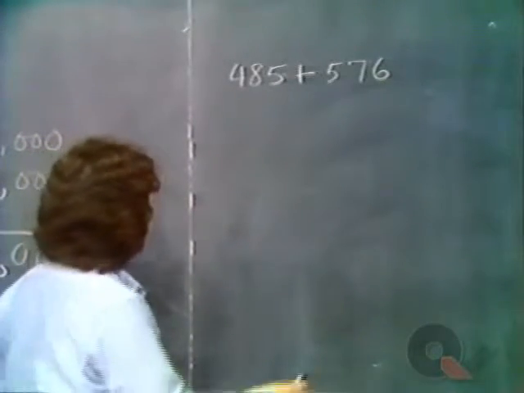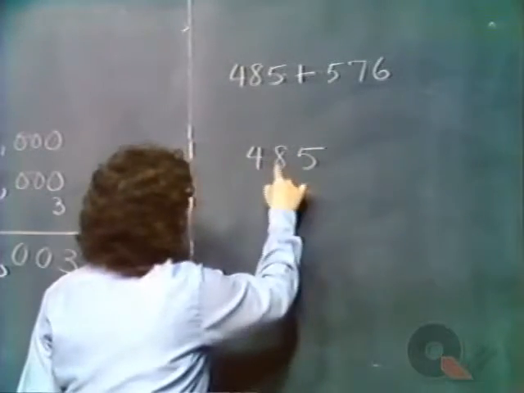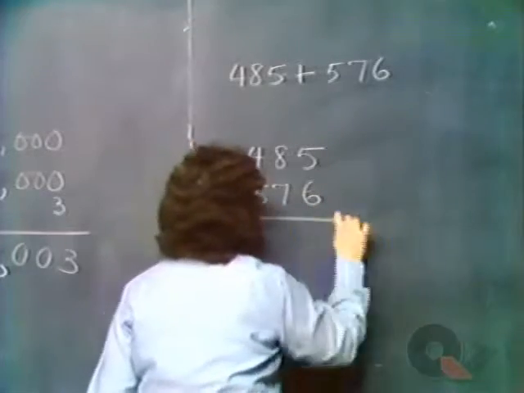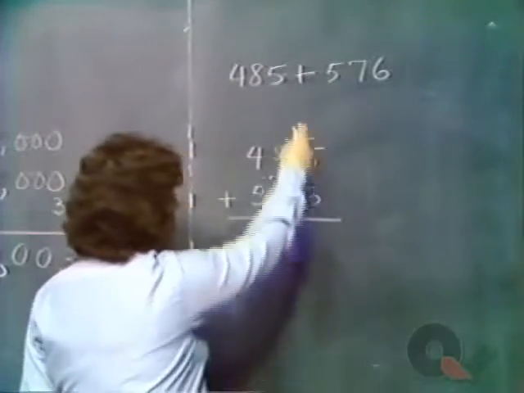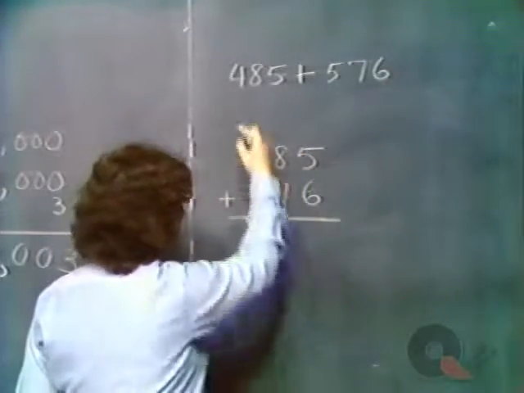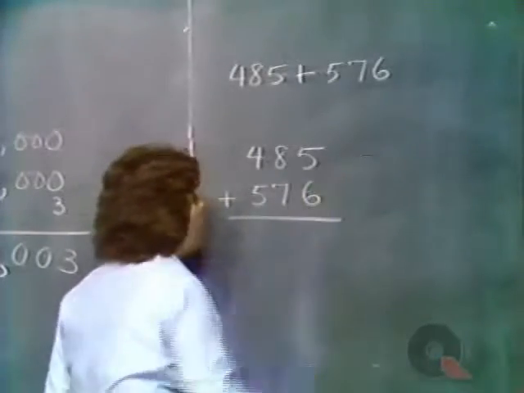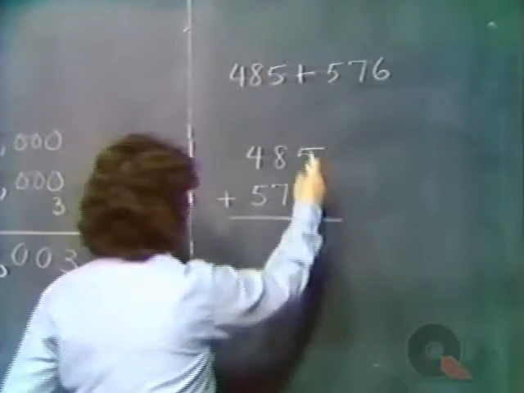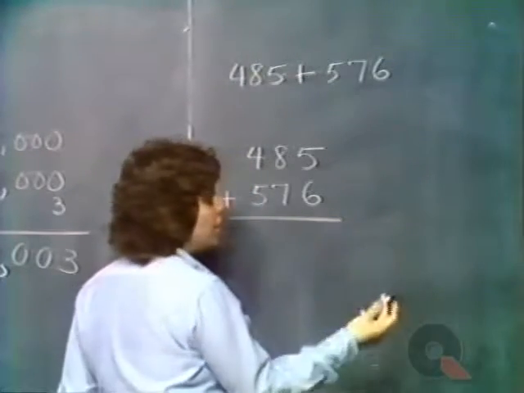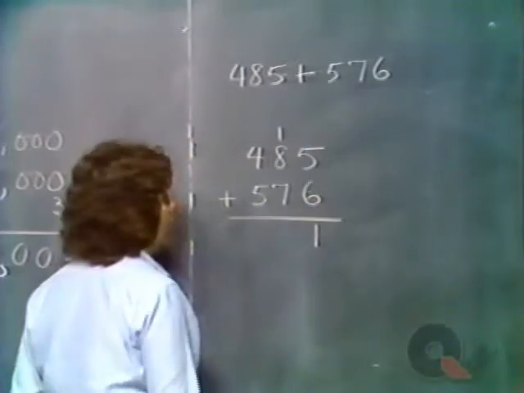To add up integers, we arrange them in columns. 485 plus 576. Make sure that the ones columns are underneath each other, the tens places are lined up, the hundreds places. We always start our addition from the far right. 5 plus 6 is 11. We put down the 1 and we carry the 1.